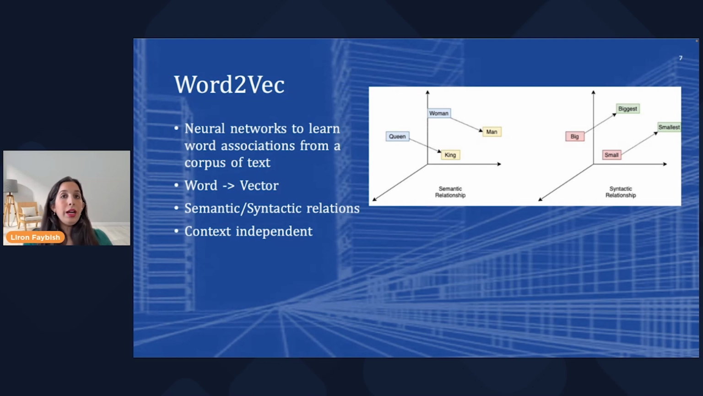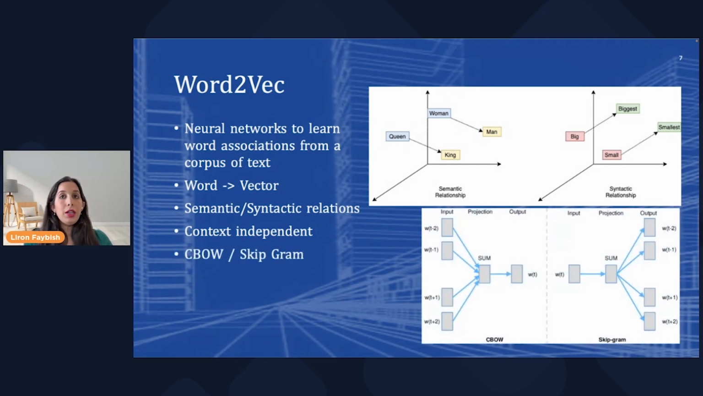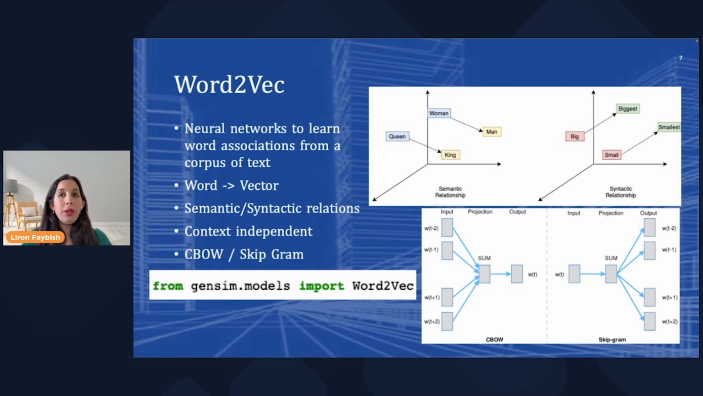The two model architectures that word2vec utilizes are CBOW, continuous bag of words, and skip-gram. The difference between them is that in CBOW, the model predicts the current word based on its context, which is the words next to it in the sentence. And in skip-gram, the model tries to predict the context, which is the words next to it, based on the current word. In Python, there is an implementation of this algorithm in the Gensim library, and you can use it to build a word2vec model.